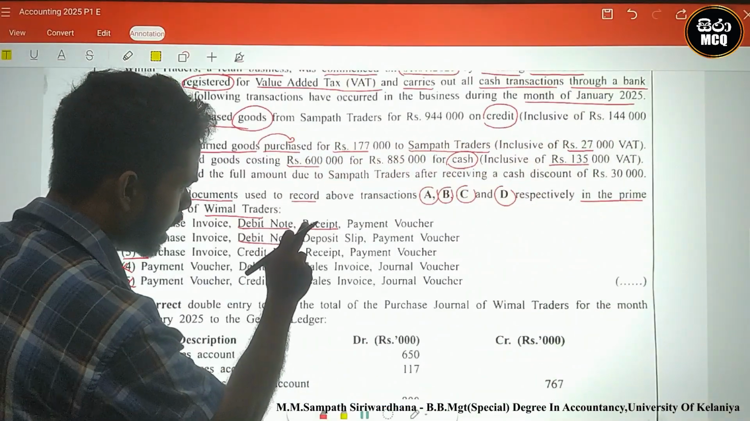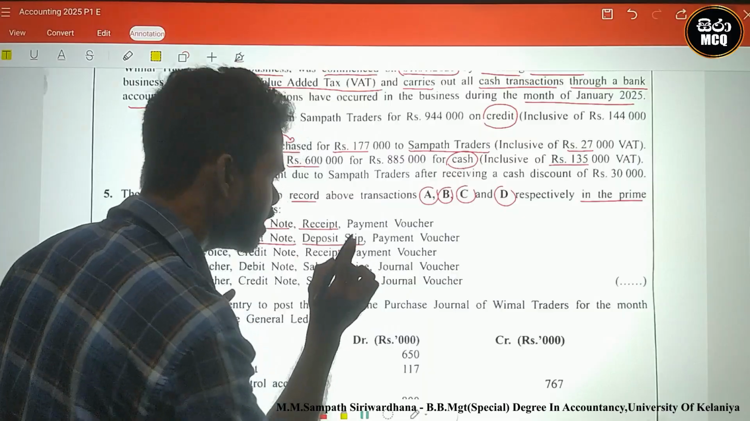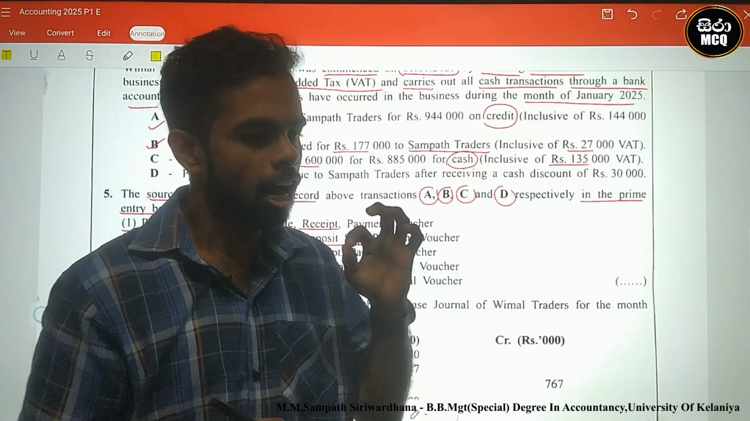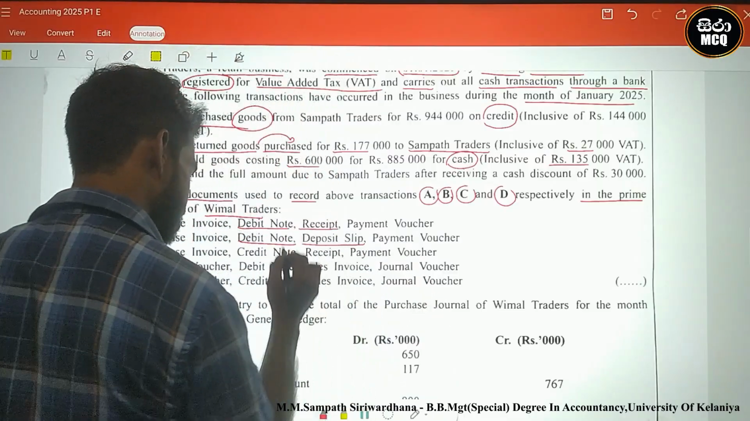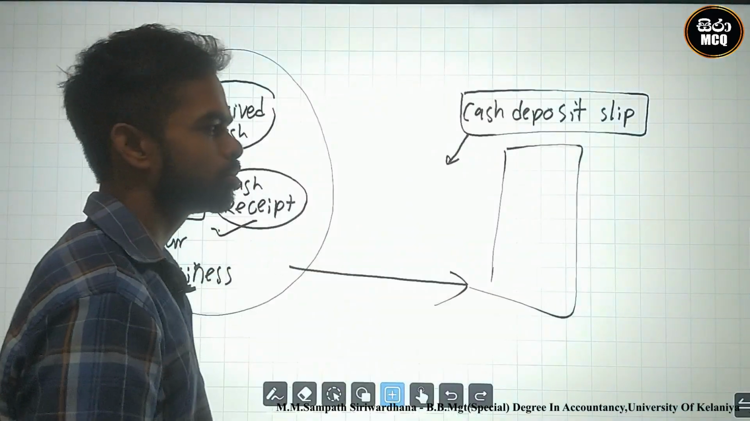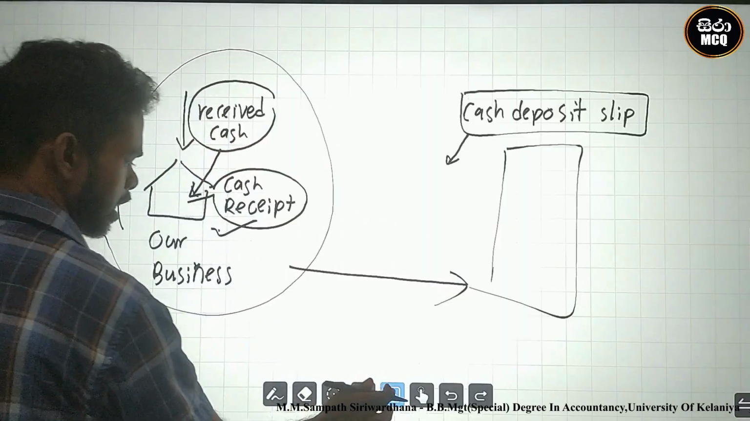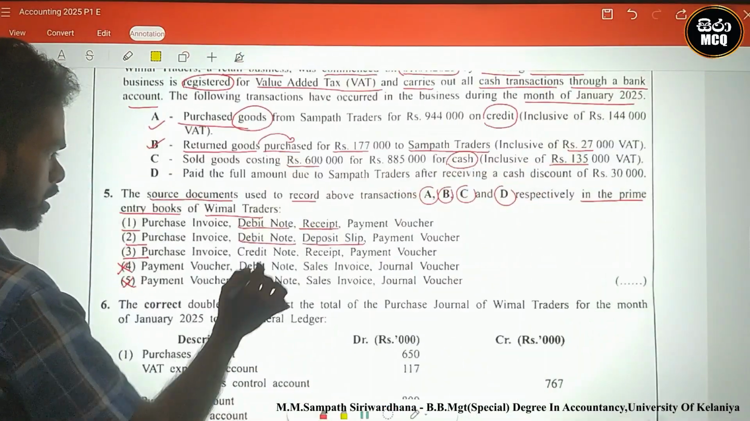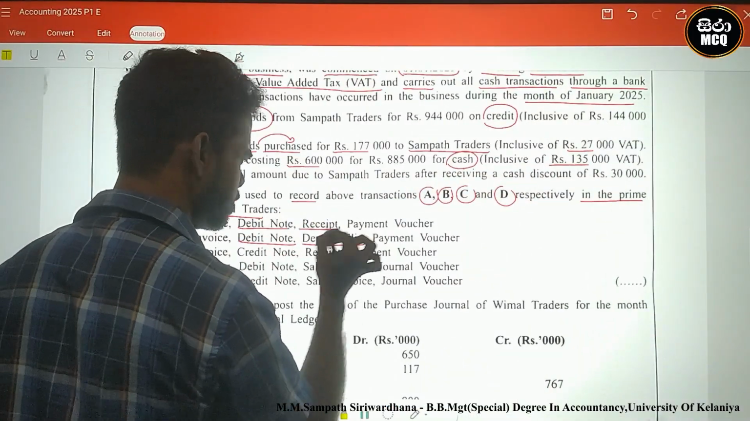Look here. Cash receipt is the first one. Deposit slip is the second one. Look here, there is a crucial point. What is our business source document? Our business source document is the cash receipt. Why? Look here. Firstly, we write the cash receipt. The deposit slip is the second one. Firstly, we identify the cash receipt. This is the answer. First one, we must find this one.